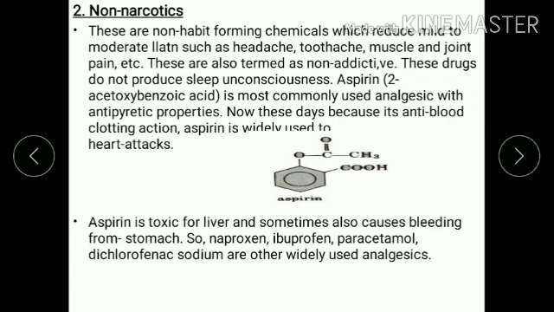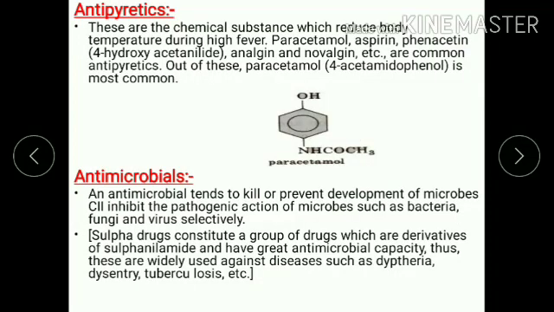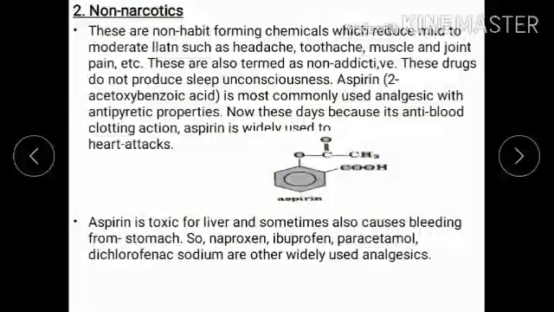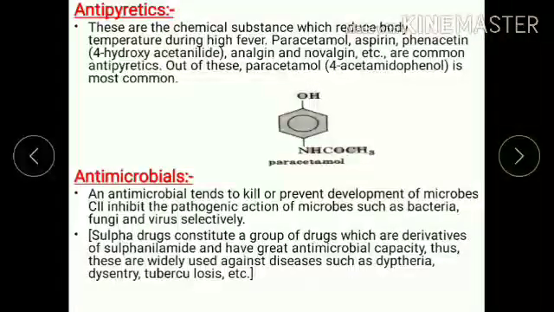These medicines are called analgesic medicines. Okay, third one is antipyretic medicines. What is the meaning of antipyretic medicines? Just see it. Antipyretics are chemical substances which reduce the body temperature during high fever. Antipyretic means this medicine is used to reduce the body temperature at the time of fever.